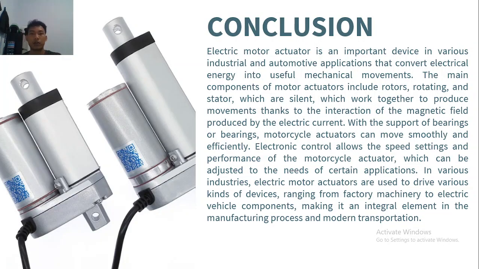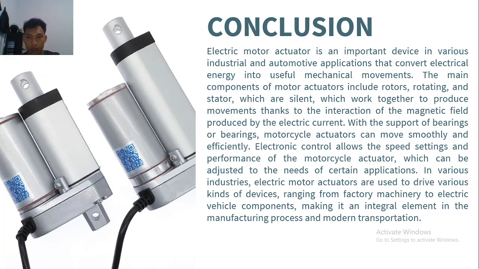The last is conclusion. Electric motor actuators are an important device in various industrial and automotive applications that convert electrical energy into useful mechanical movement. The main components of motor actuators include the rotor, which is rotating, and the stator, which is stationary, which work together to produce movement thanks to the interaction of the magnetic field produced by the electric current. With the support of bearings, motor actuators can move smoothly and efficiently.